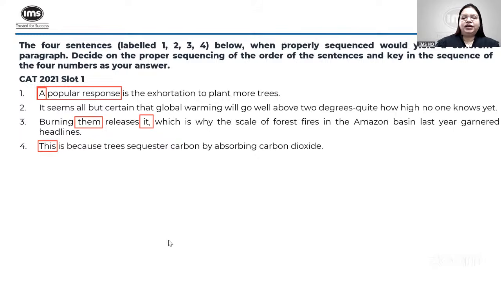Okay. Now you surely don't want to start with one because it says it's a popular response, correct? What do you mean by a popular response? It's one popular response, okay? Response to something. It's a popular answer, one popular answer given to something, correct? And the response apparently is planting more trees. What is this the response to? Okay. It seems all but certain.